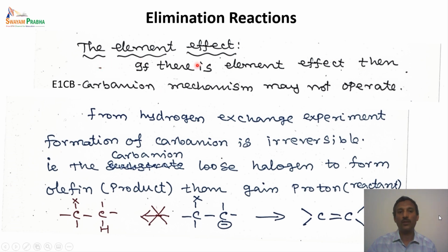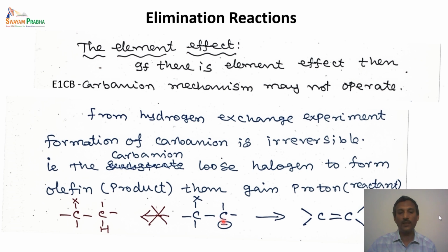And we also saw the element effect. Basically, if there is an element effect, then the E1-CB or the carbanion mechanism may not operate. We will study what this E1-CB or carbanion mechanism is later in this session. Right now we will only see what the element effect is. As I mentioned, for the hydrogen exchange experiment, formation of the carbanion is irreversible. That means the hydrogen is removed in the first step by the base, which produces the carbanion. This is the intermediate formed in the E1-CB mechanism, what we call the carbanion mechanism.